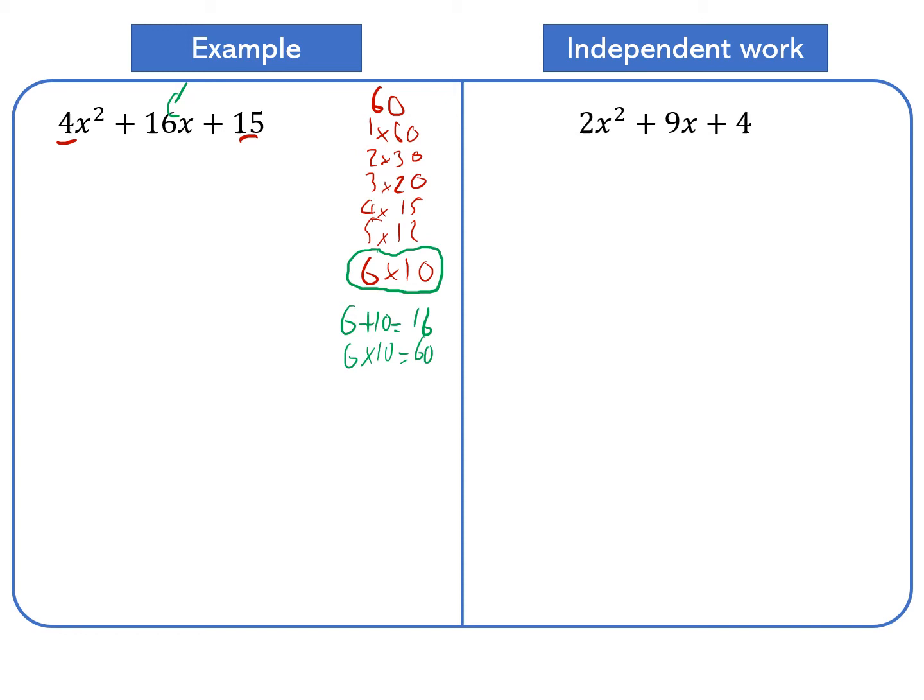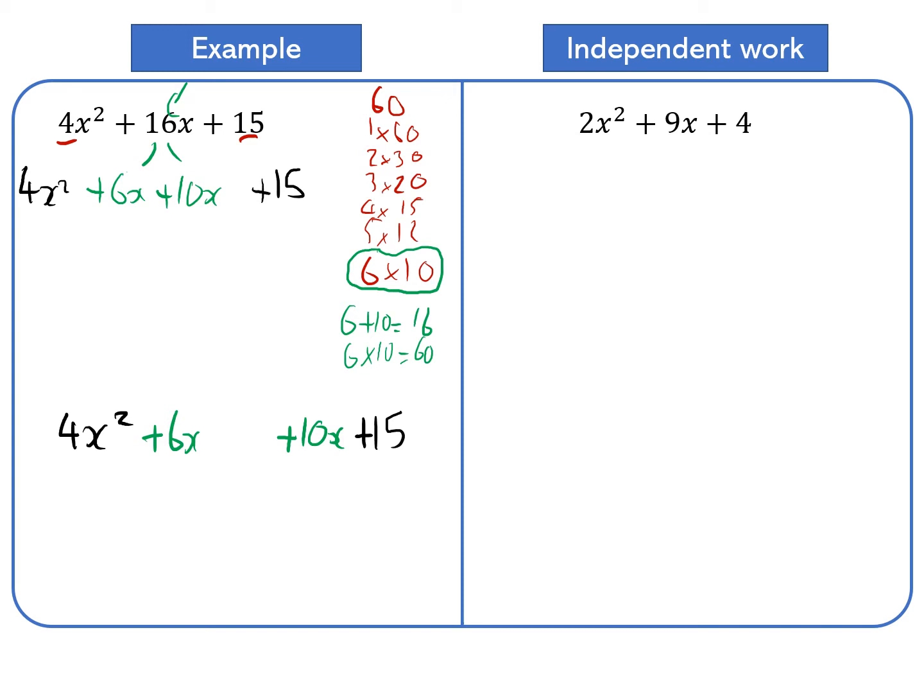And what we need to do is drop that 4x squared, drop that 15, and we recall 16 gets broken up into the 6x and the 10x. Make sure when you drop that 15 you take that sign with it. Okay, and now we write that out again down here where I've got some space, leave a gap, and box up the first one.